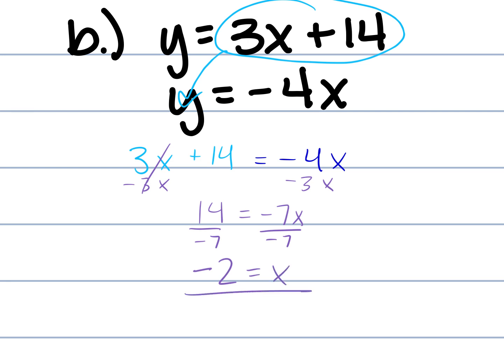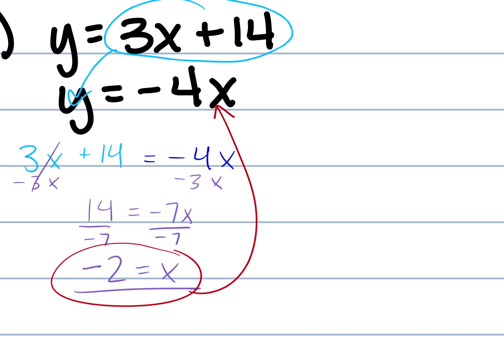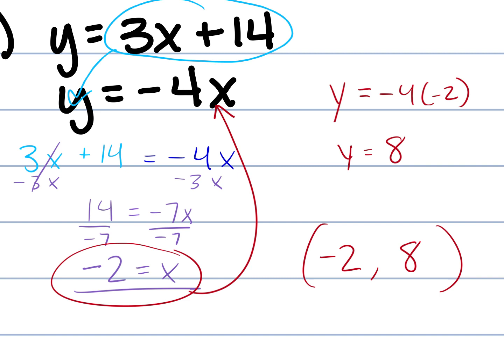Am I done? I have to plug it in to find y. Which equation do you want to plug it into? I'm going to plug it into the second one just because it looks easier to do the math in. But again, it doesn't matter which one you plug it into. You'll end up with the same answer. So we're going to take negative 2 and plug it into the x. Just make sure, since it's x equals negative 2, you're plugging it into the x. So I have y equals negative 4 times negative 2. So what does y equal? 8. How would I write my answer? Negative 2 comma 8. Remember, it's always your x, then your y.